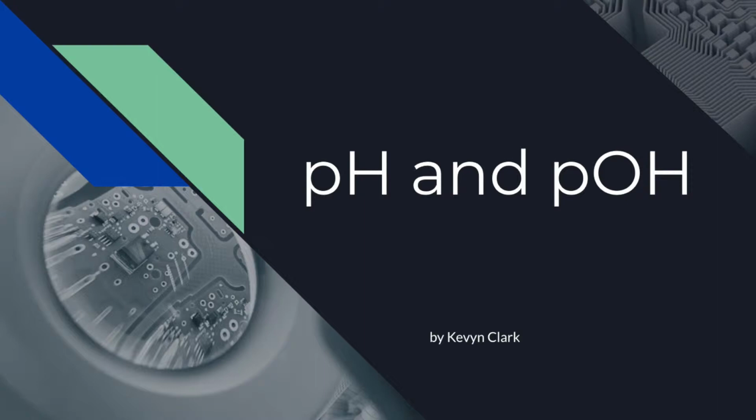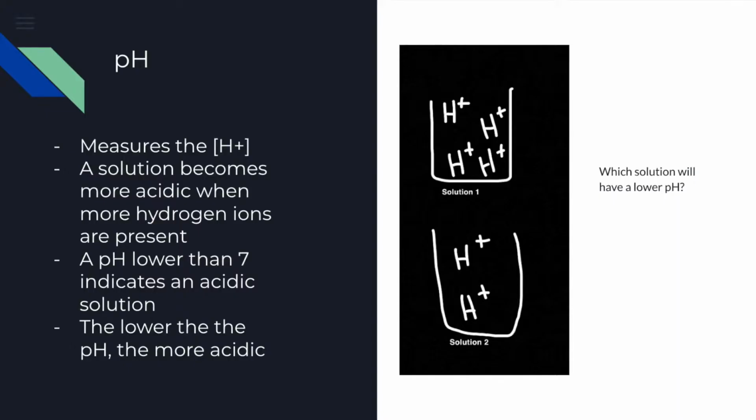pH and pOH are used to measure the acidity or alkalinity of a solution. pH measures the concentration of hydrogen ions in a solution. A solution becomes more acidic when there are more hydrogen ions present. An acidic solution will have a pH less than 7, with 0 being the most acidic.